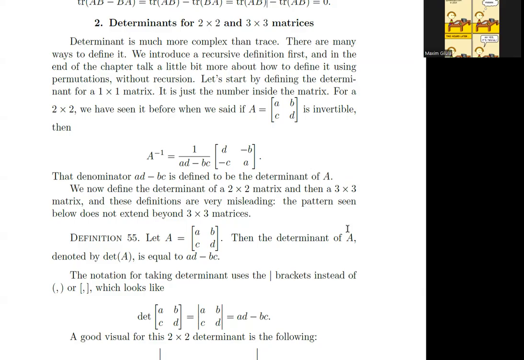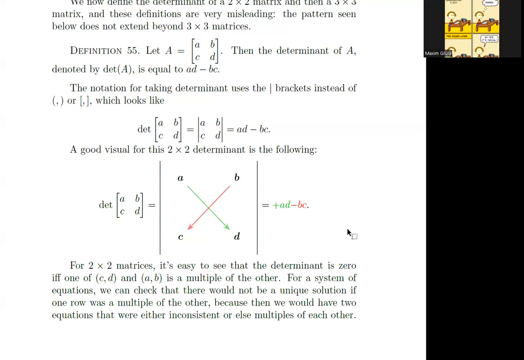So let's say I have this 2 by 2 matrix, then the determinant is just ad minus bc. And the notation for determinant uses these vertical line brackets. So the determinant of the matrix a, b, c, d is the vertical-bar version, which is ad minus bc. And we could visualize this using the following diagram. So you have the left to right diagonal, ad, and the right to left diagonal, bc. So you add up ad and you subtract bc. So for 2 by 2s, it's very easy to compute.